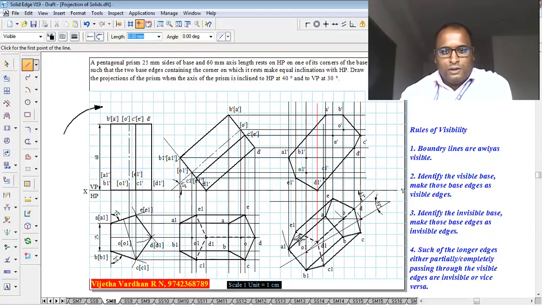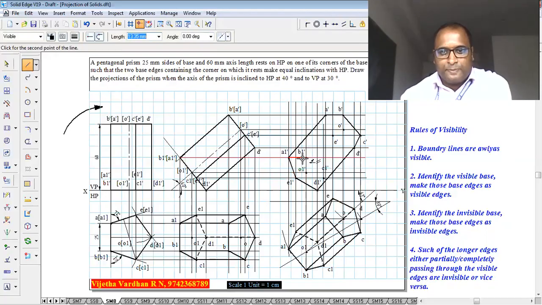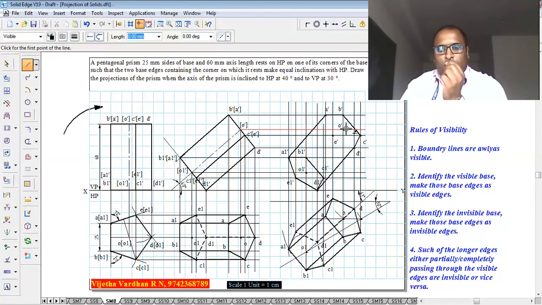Now, the nearest base is A1, B1, C1, D1. Henceforth, A1, B1, C1, D1 is a visible edge. Make those base edges visible, that is, A1 dash to B1 dash, B1 dash to C1 dash, and C1 dash to D1 dash as visible. Obviously, the third point says that the invisible base has to be shown with invisible edges. That is, the base edges which are not on the boundary, that is A dash to E dash and E dash to D dash, are supposed to be shown as a dashed line.